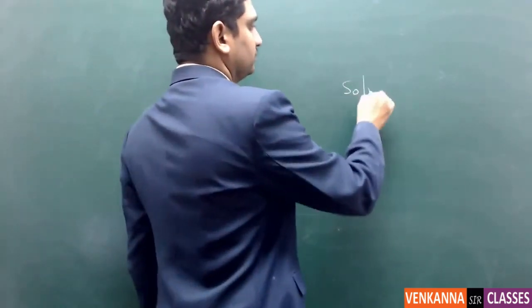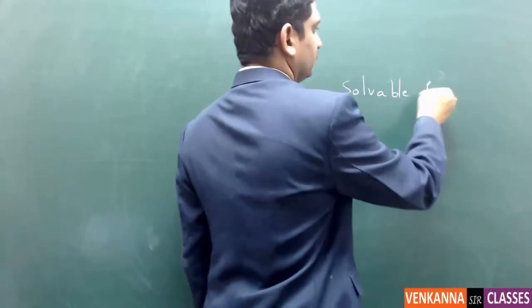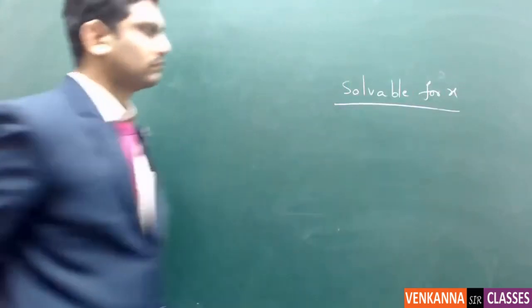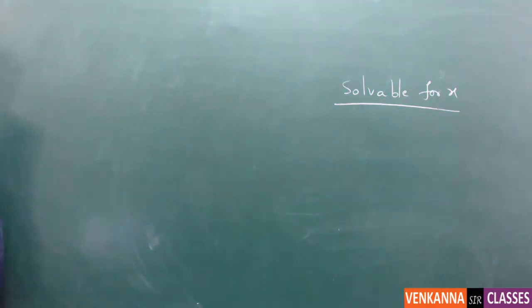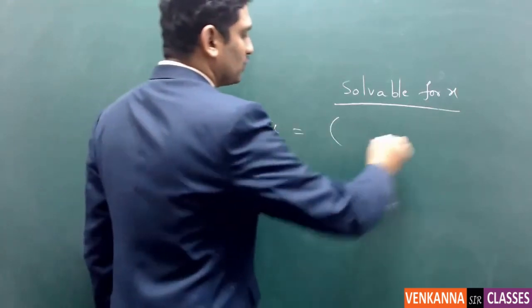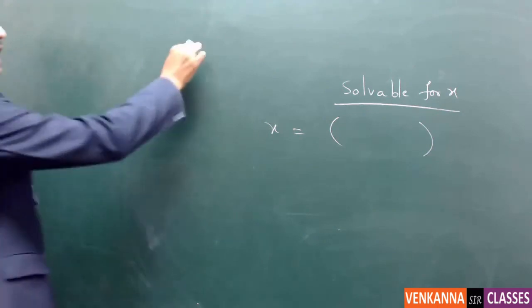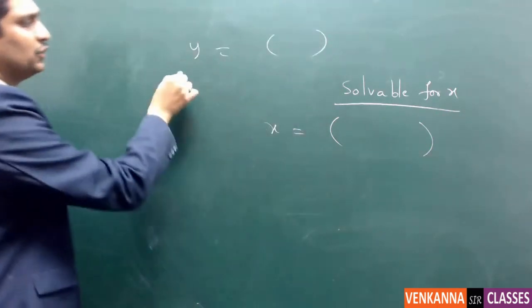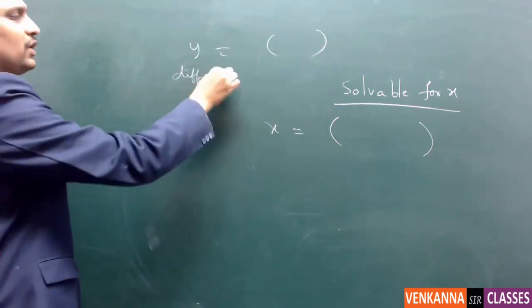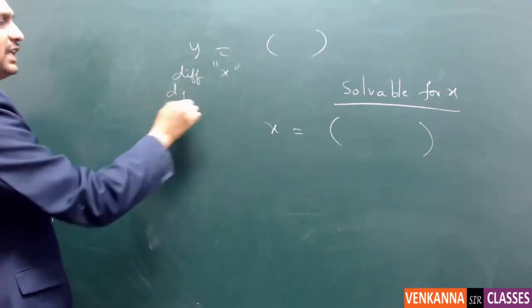So for solvable for x, the fundamental thing is in the given equation, x must have power 1, and you are able to write it as x is equal to something. Earlier, whenever you have written y is equal to something, you have differentiated with respect to x and dy by dx is taken as p.